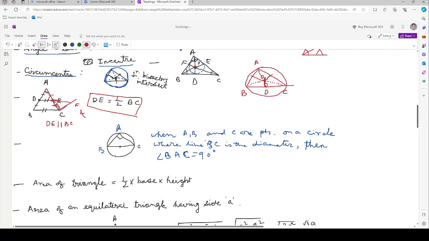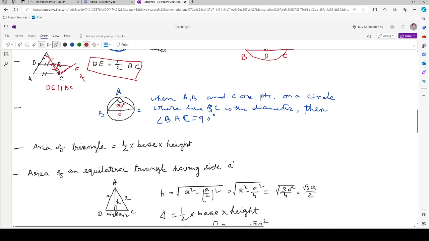When A, B and C are points on a circle where the line BC is the diameter, then angle BAC will be 90 degrees. This angle will be 90 degrees when BC is the diameter. We know that the chord passing through the center is known as the diameter of a circle.